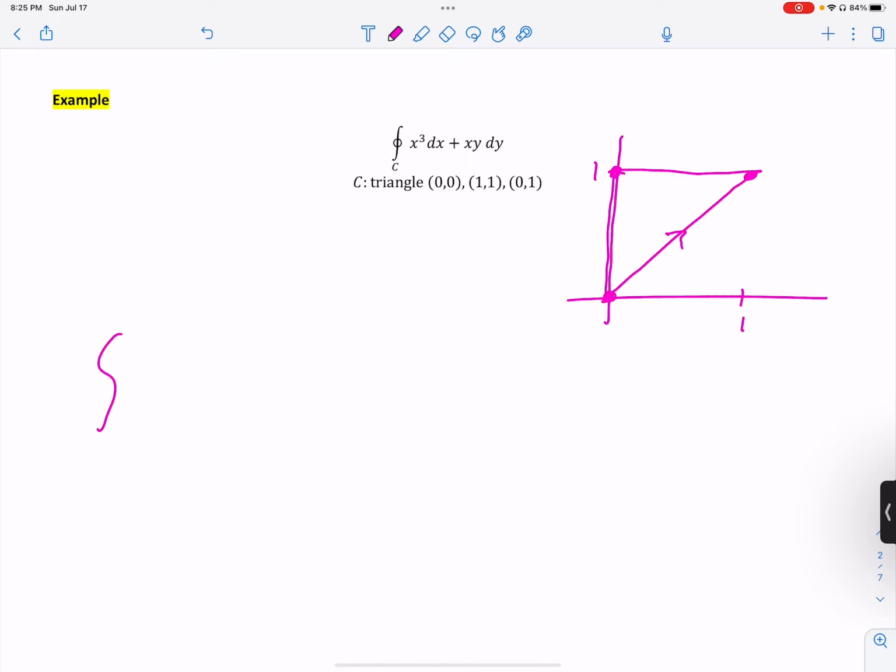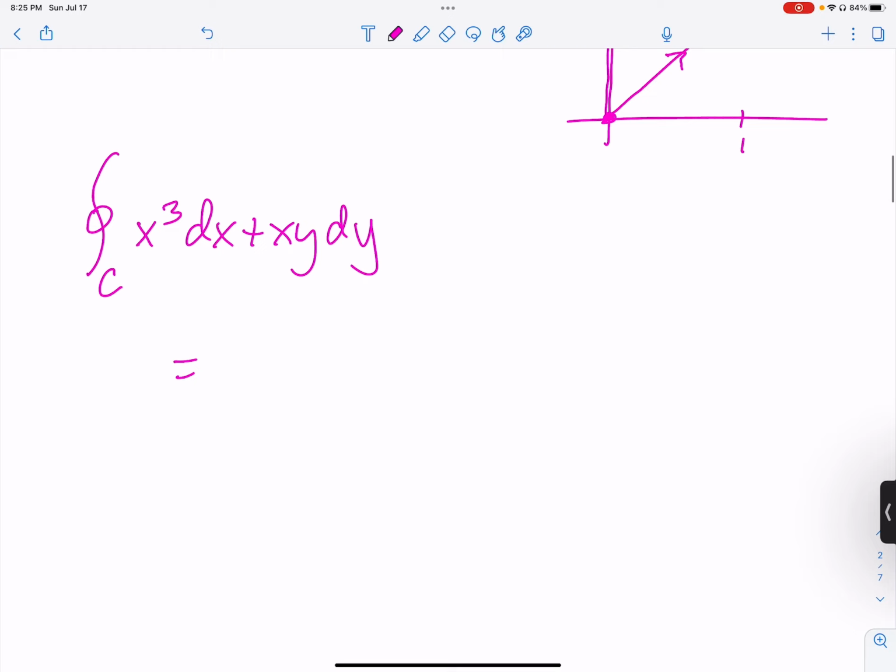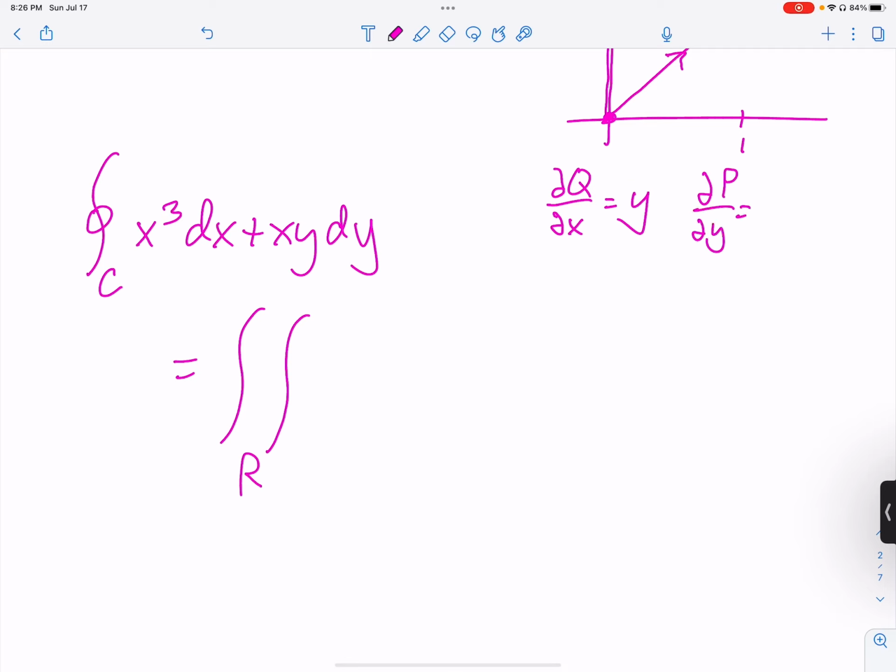So the integral over this closed region of x cubed dx plus xy dy is going to be equal to a double integral over some region R. Then we just need the partial of Q with respect to x, Q being xy, so that's y. And then the partial of P with respect to y is going to be 0. So we get y minus 0 dA.